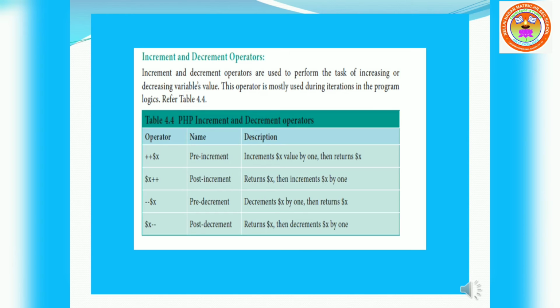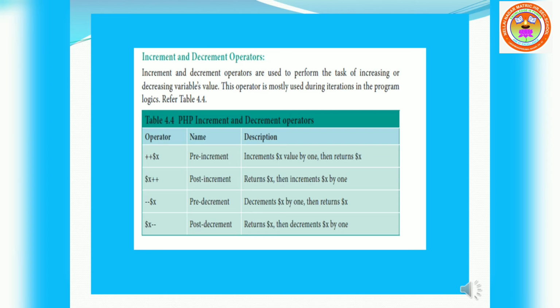Next is increment and decrement operator. Increment and decrement operators are used to perform the task of increasing or decreasing a variable's value. A variable is a memory box. It holds or stores one value. This operator is mostly used during iterations in the program. So whenever you are going to repeat the same process many times, that time it will be very useful.